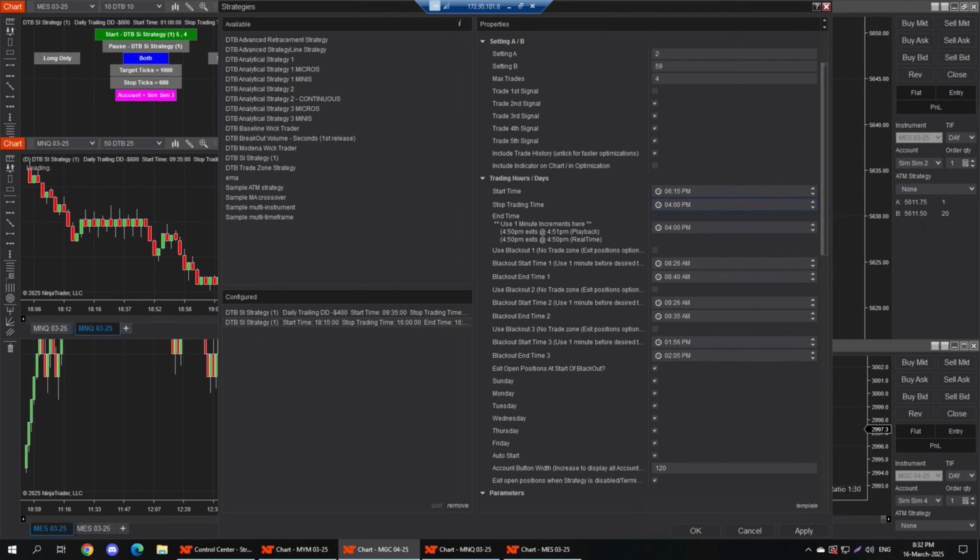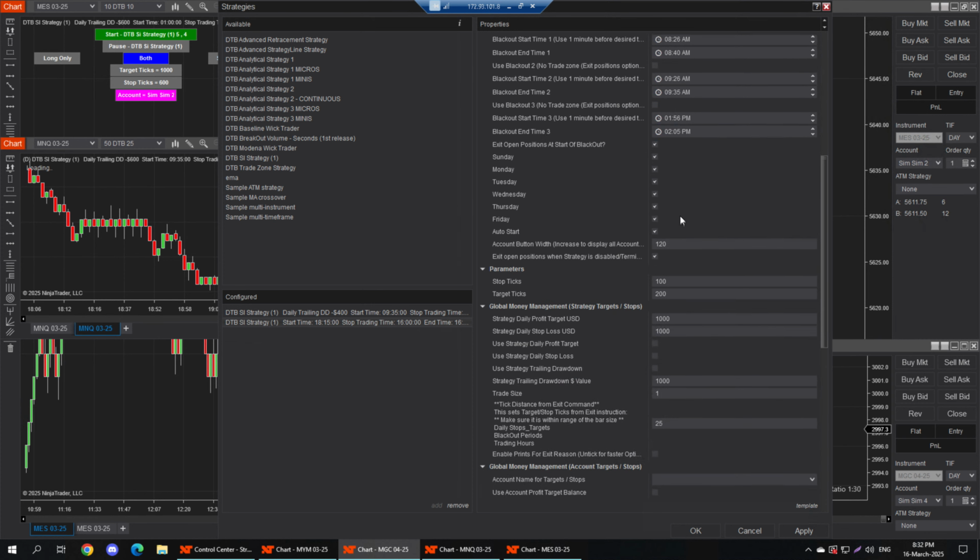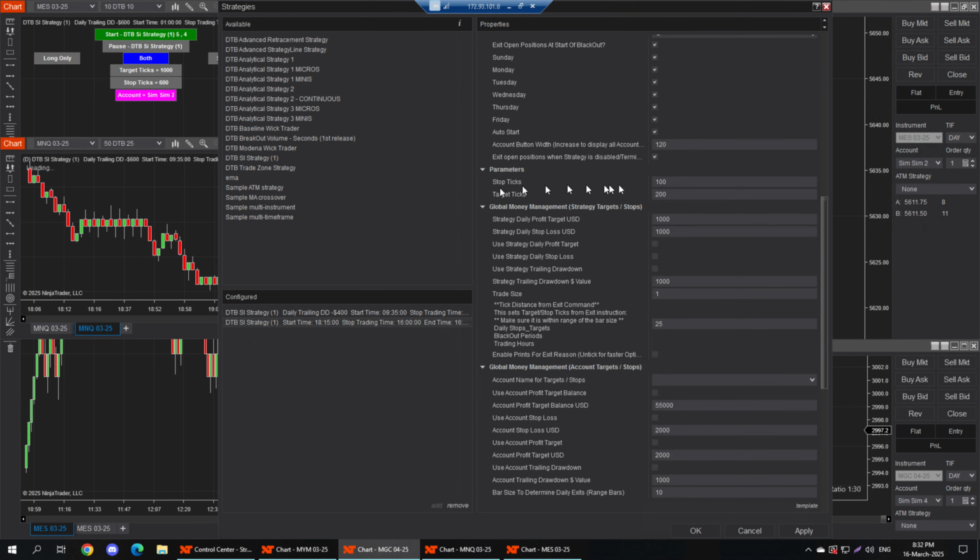Our trading hours are as normal. Trading days are as normal. Stop ticks and target ticks. So these are values that you put in. And what's going to happen is, these on the game plan template have been extended quite a far way out. So I've got 1,000 ticks as a target and I've got 600 ticks as a stop on most of the templates within the game plan.